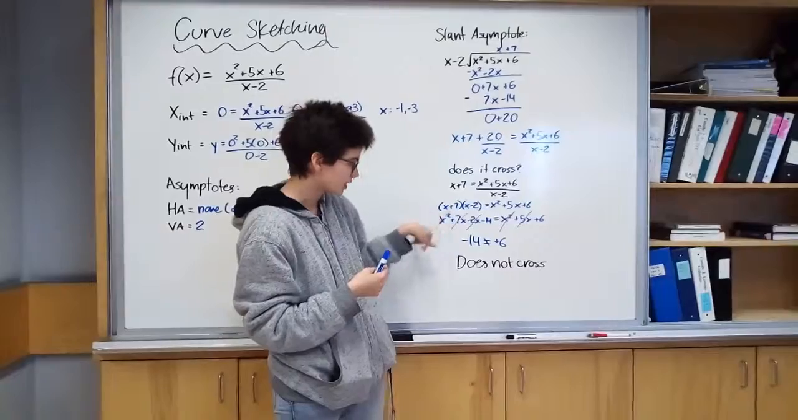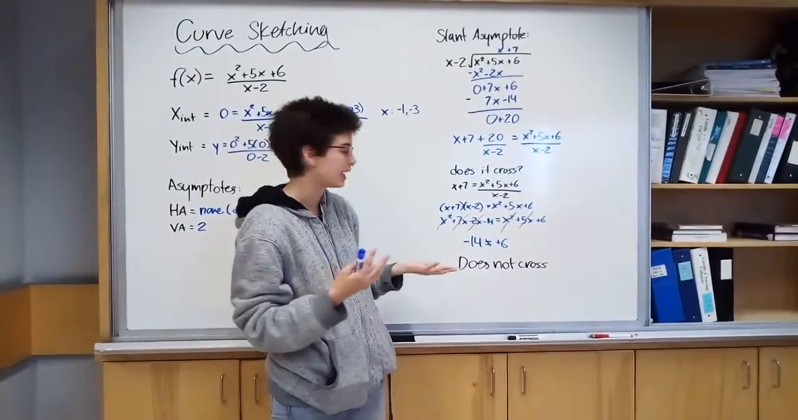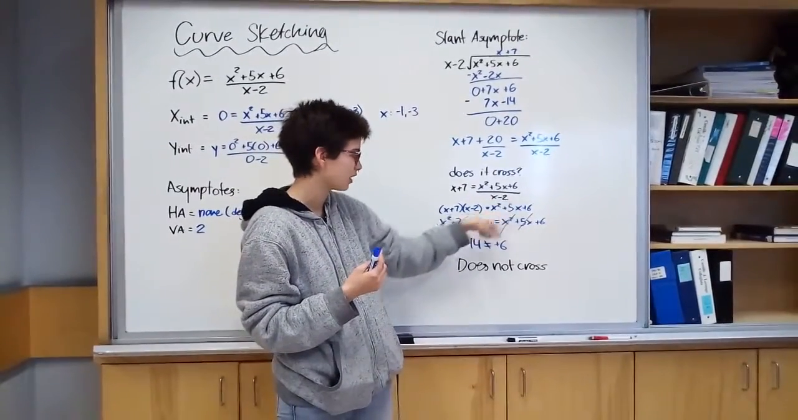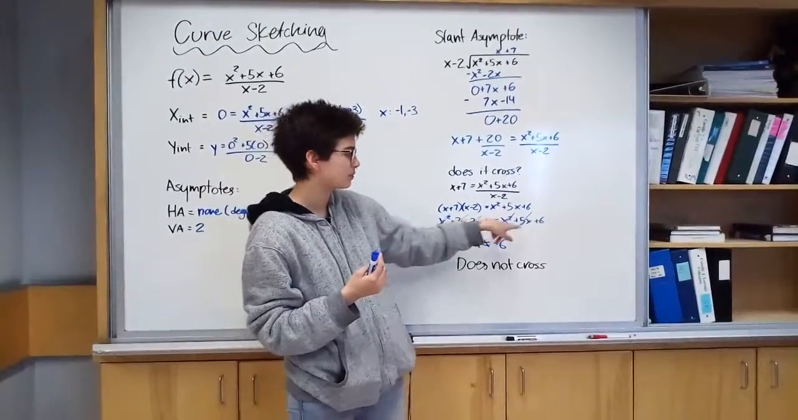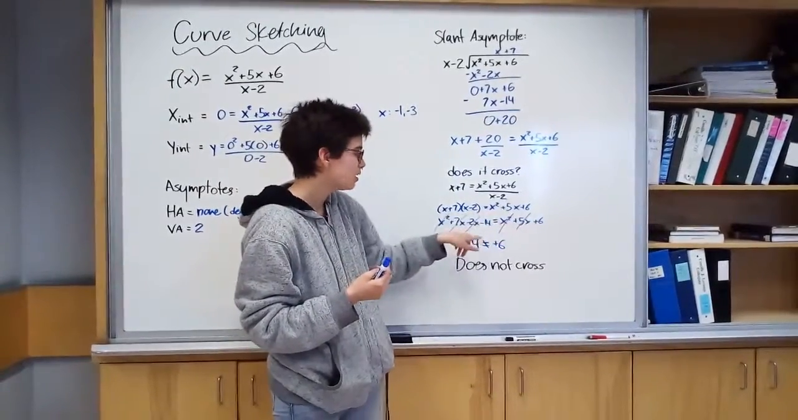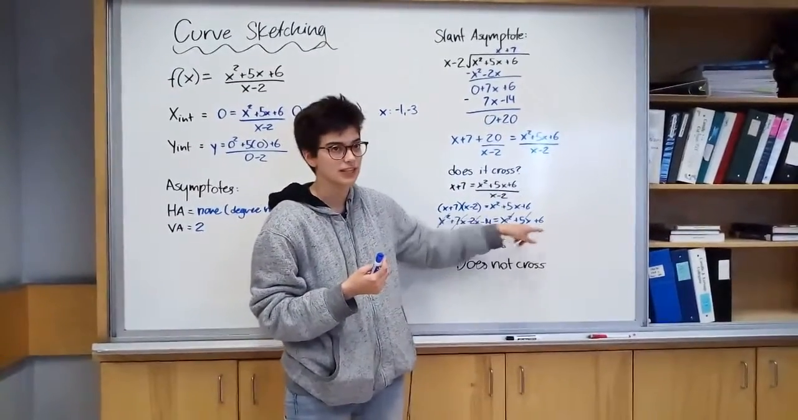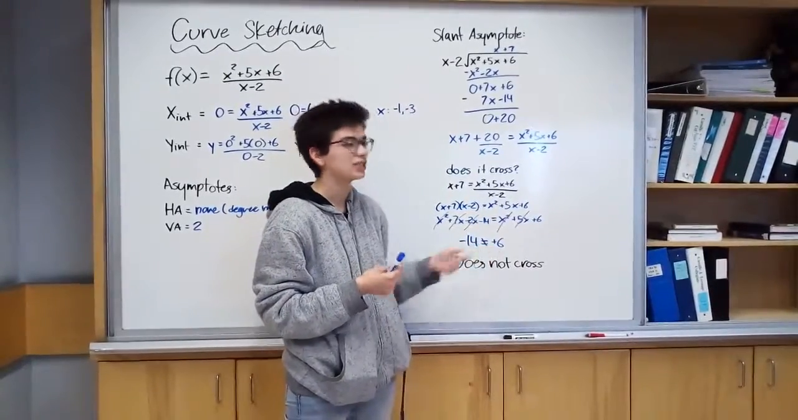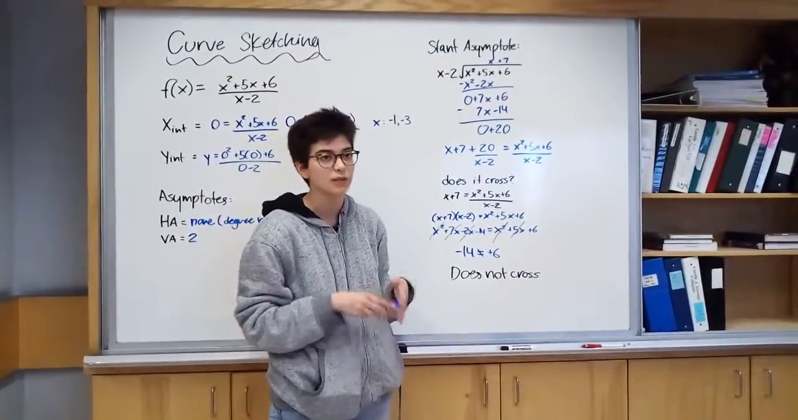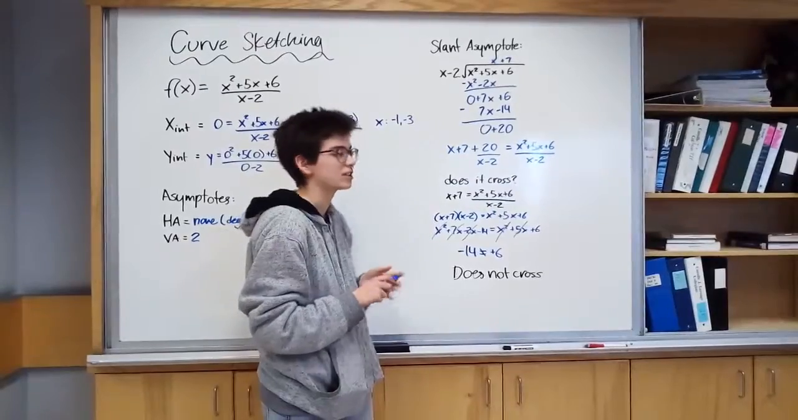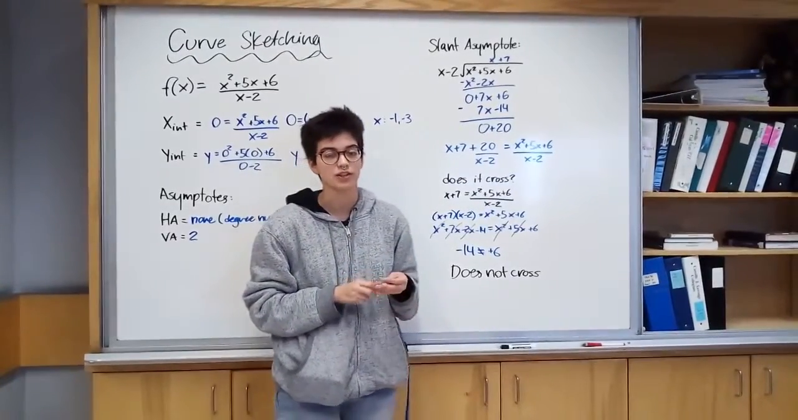And we just cross out where they are the same numbers, so we have x squared and x squared cross out. 7x minus 2x makes a 5x, so those cross out. We're left with negative 14 and positive 6. Negative 14 and positive 6 are not equal to each other, and they will never be equal to each other, so this just means that our slant asymptote does not cross with our function.